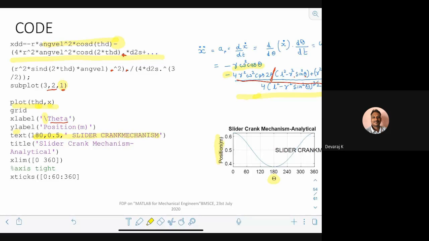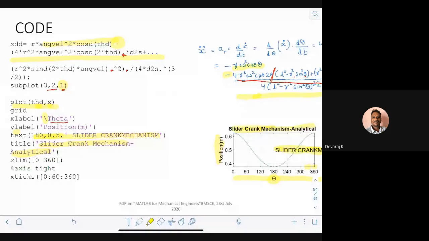Anyway, text is given here. I want a text of slider crank mechanism, which you can see in the output here. And I'm going to give the title here. Okay, the title is slider crank mechanism analytical. And the limit I want, otherwise the graph will plot to 400 degrees. I know exactly 360 degrees is one round. And you can also control the tick mark frequency. Otherwise, it will go in terms of tens, and it will show 350 here, and that graph is to a length of 360.